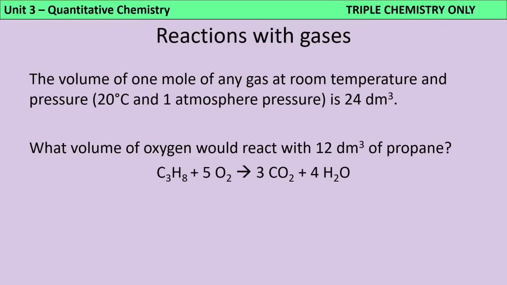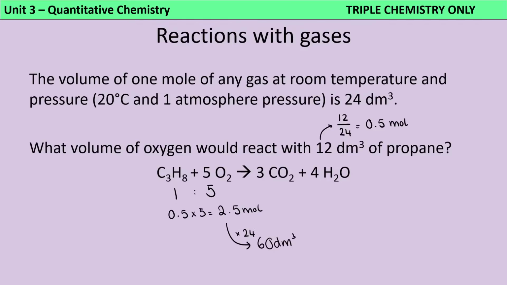Also, just for the triple scientists, you need to know that 1 mole of gas is going to take up 24 decimeters cubed of room under room temperature and room pressure. So you can use this to do full calculations. Like if I say 12 decimeters cubed of propane, I can go, oh, 12 divided by 24, that's half a mole. And then I can look at my equation here and say, okay, so it's going to react with 5 times as much oxygen, which is going to be 2.5 moles, and then 2.5 times 24 is 60.